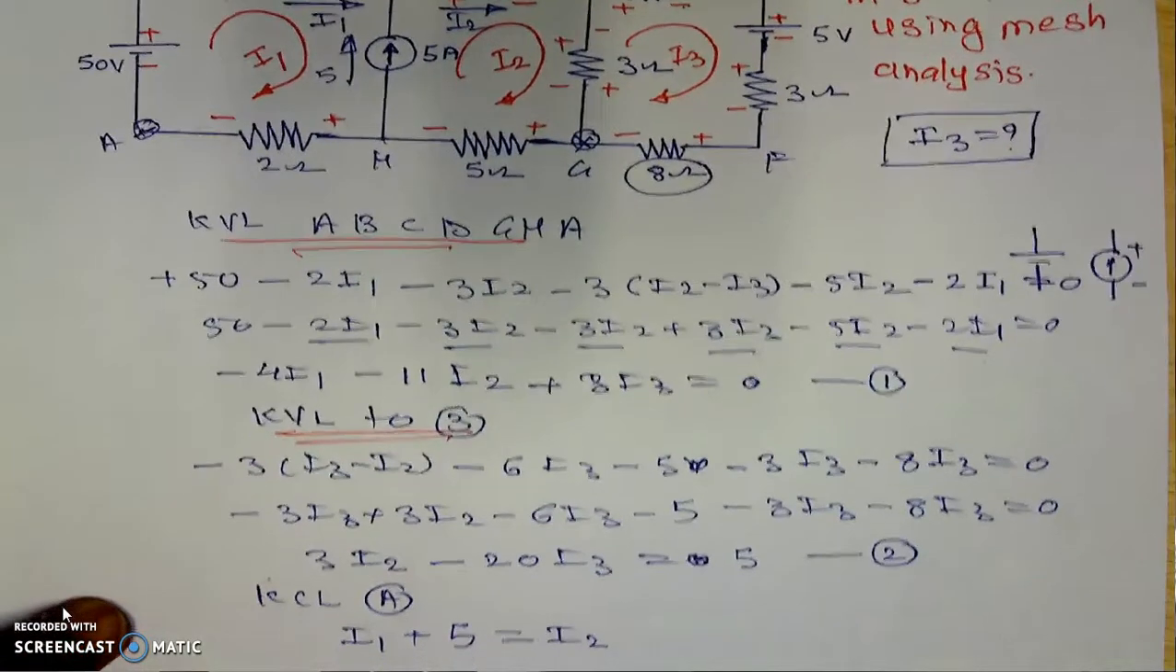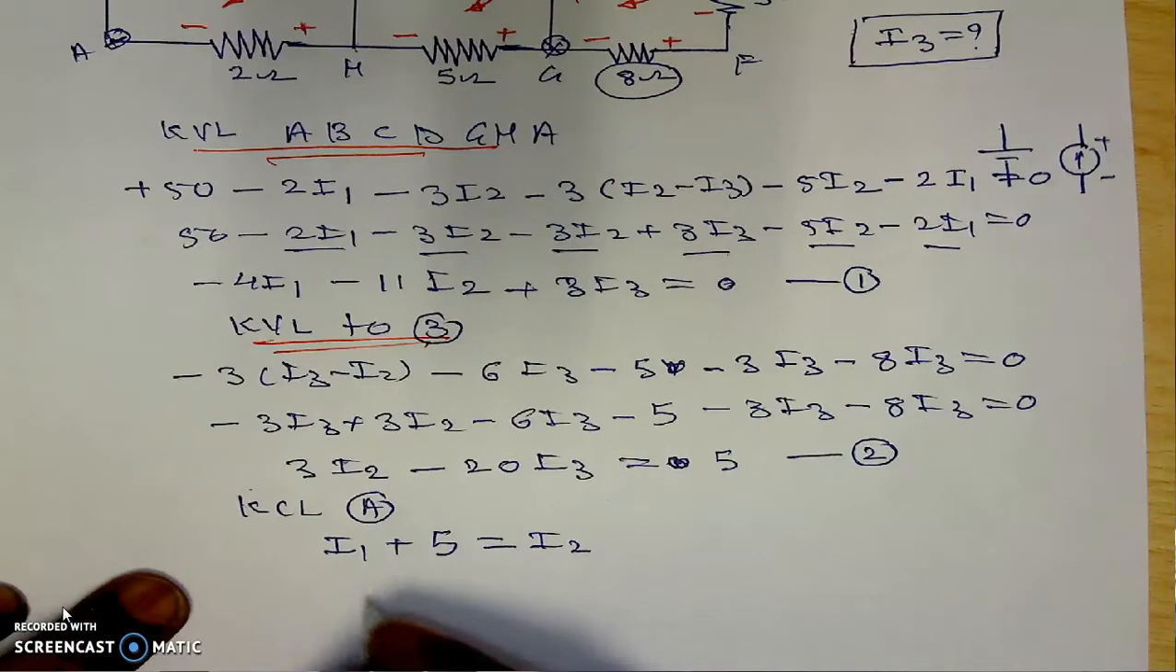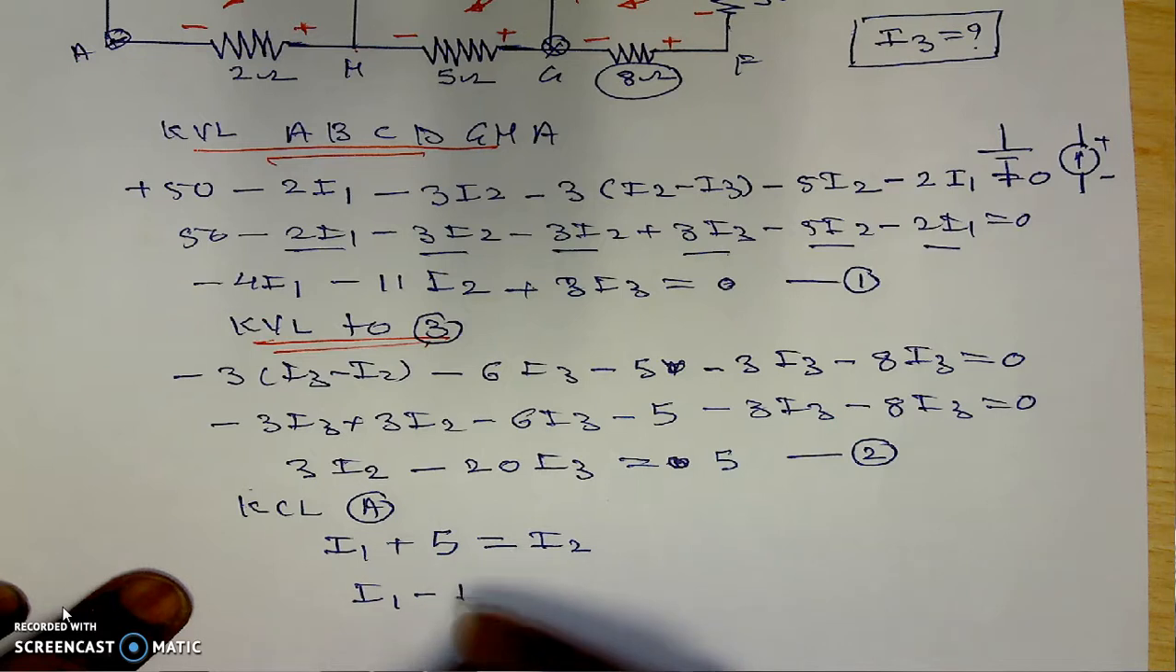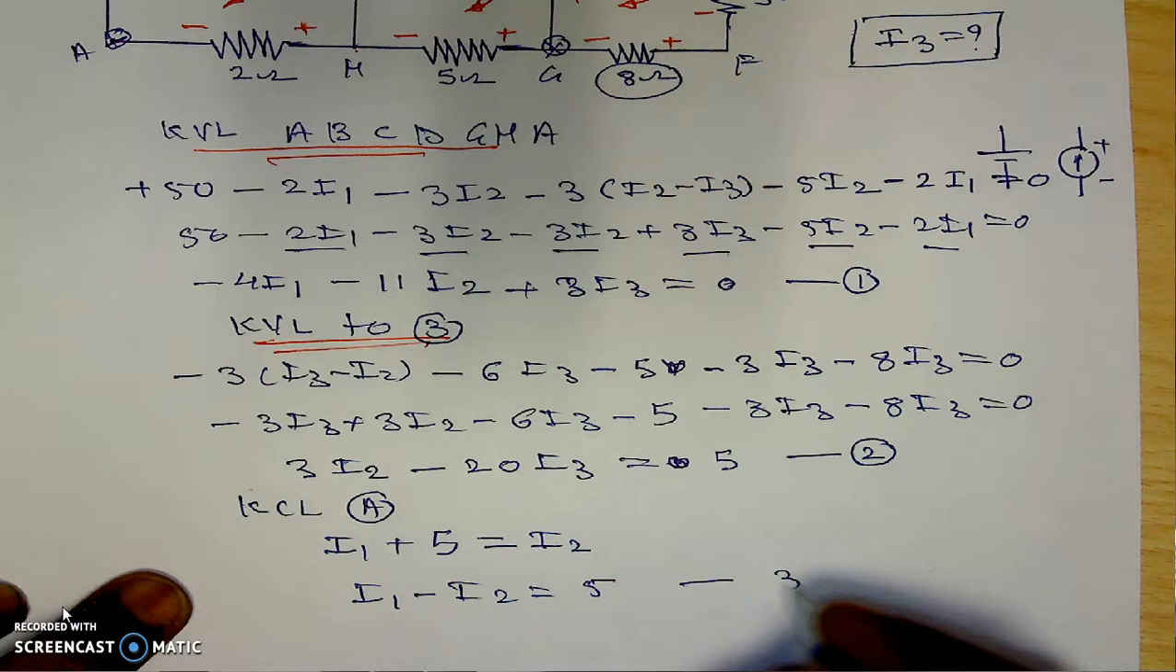From this we will get an equation something like this: I1 minus I2 is equal to 5. This is equation number 3.